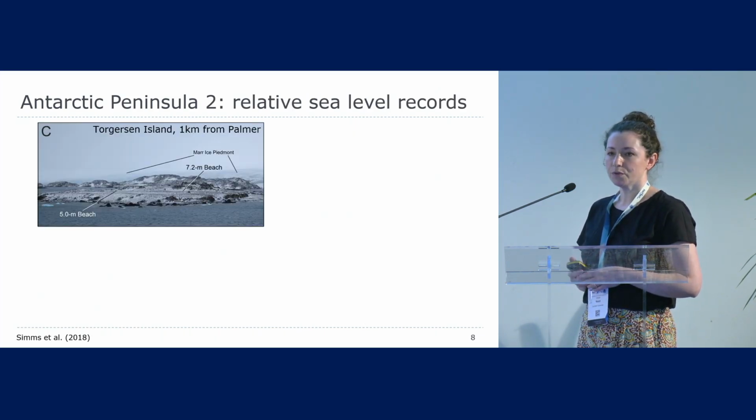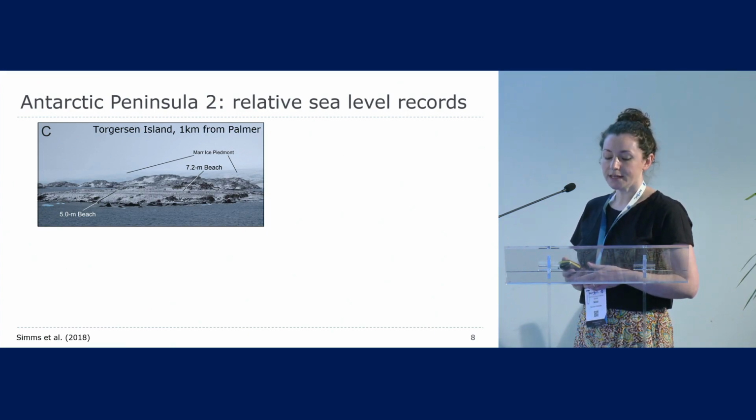The second example from the Antarctic Peninsula is from relative sea level records from a study by Alex Sims in 2018. They dated raised beaches from Torgersen Island, which is located around 1 kilometre from Palmer, which is the GPS station I showed you in the previous slide.